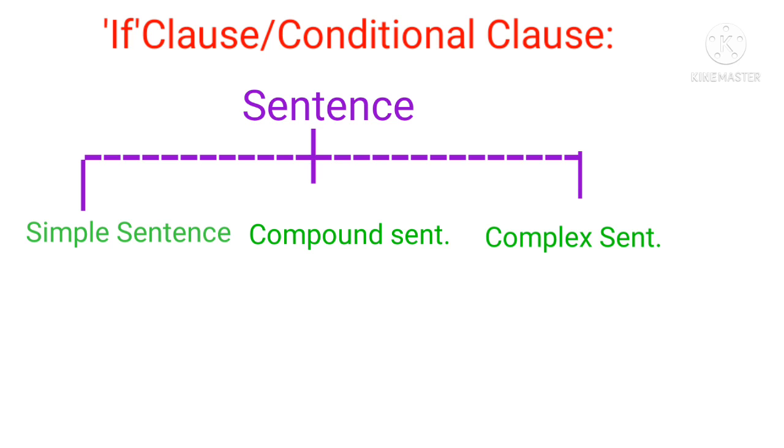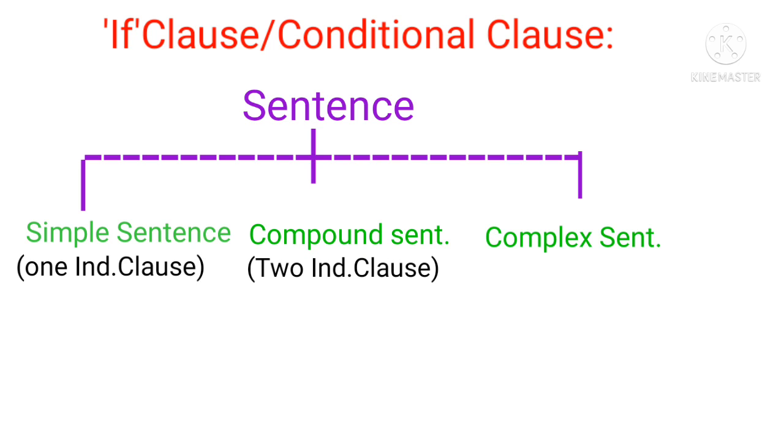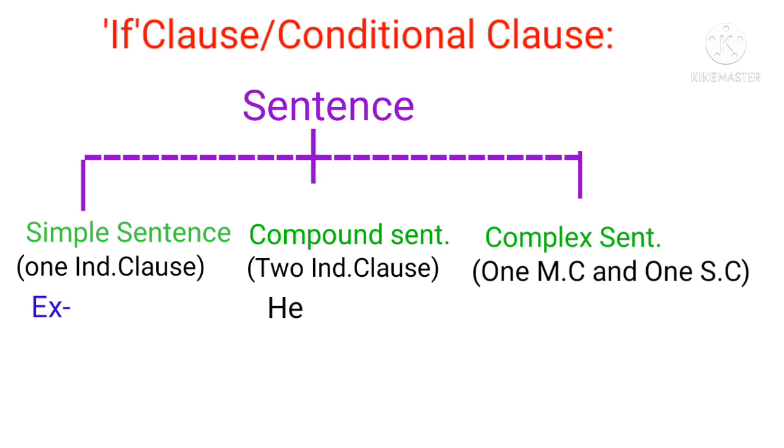Let's know how the sentences are structured. Simple sentence consists of only one clause. That clause is independent clause. And the compound sentence consists of two independent clauses, two main clauses, joined by coordinating conjunction. Then complex sentence consists of only one main clause, MC, and one subordinate clause, that is SC, or maybe more than one subordinate clause.